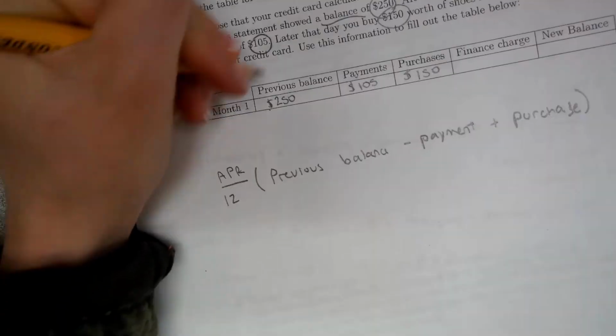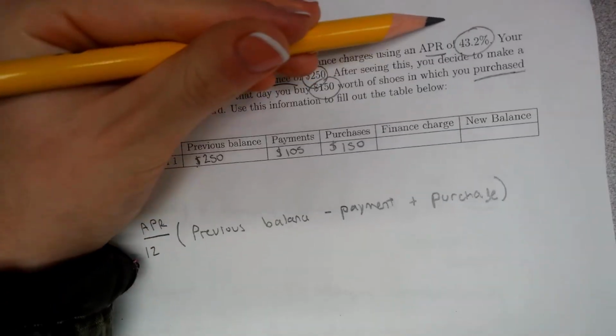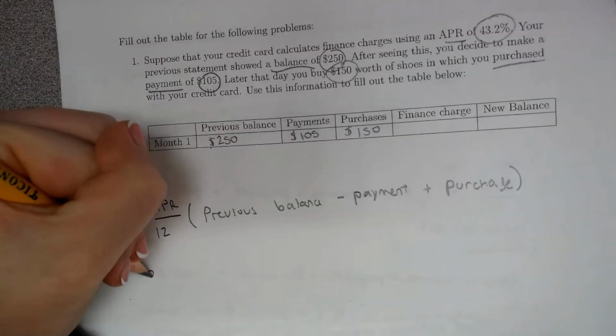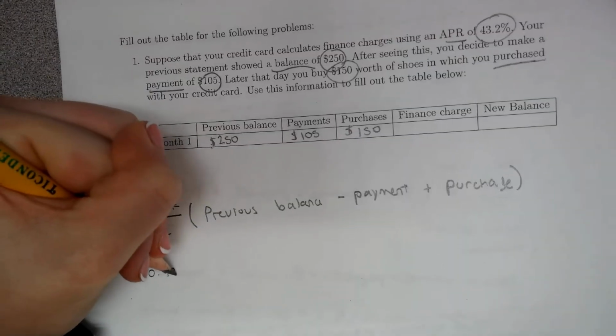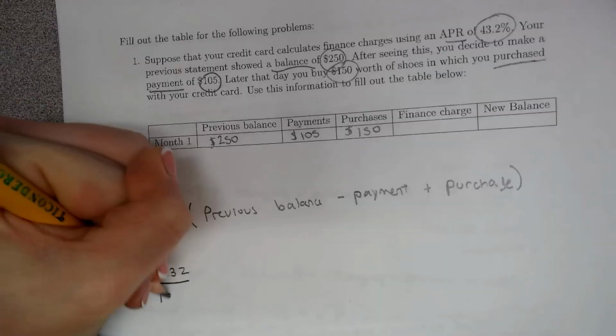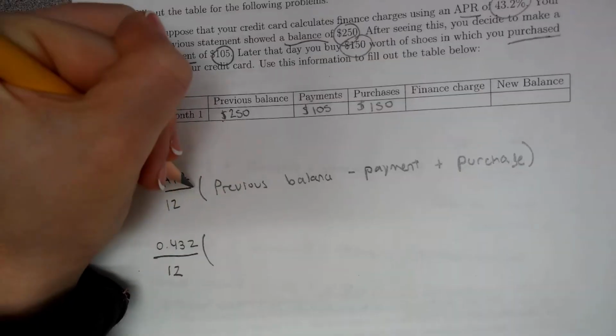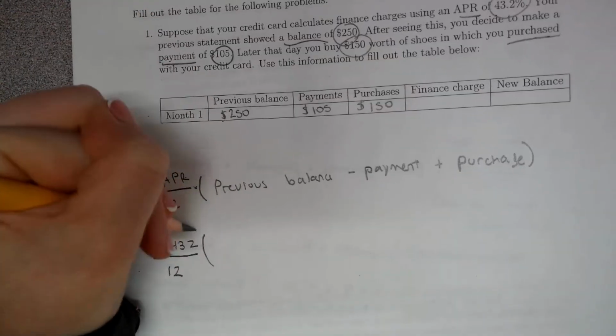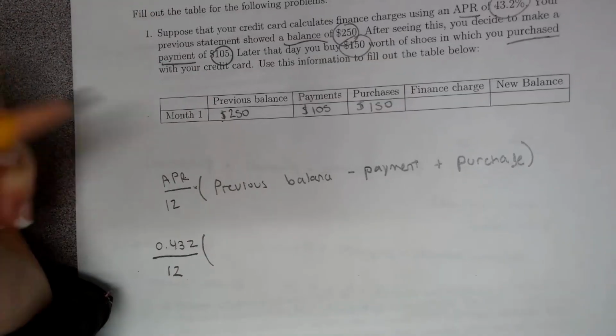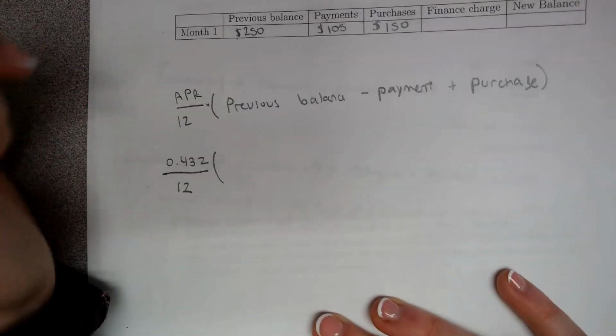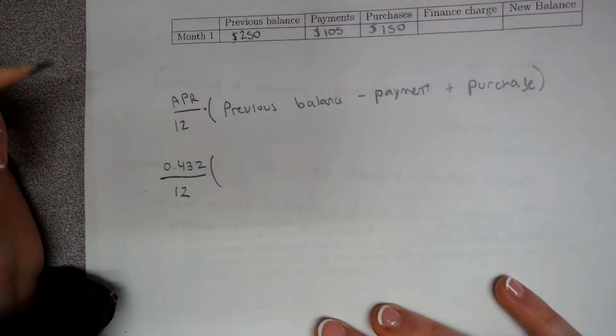Okay, so APR is 43.2%, but we're going to turn that into a decimal, so it's going to be 0.432. Divide that by the number of months in a year, 12. There we go. Now we're going to multiply that. Don't forget this is multiplication. That's what the parentheses next to it means, but feel free to draw a times symbol if you prefer that.